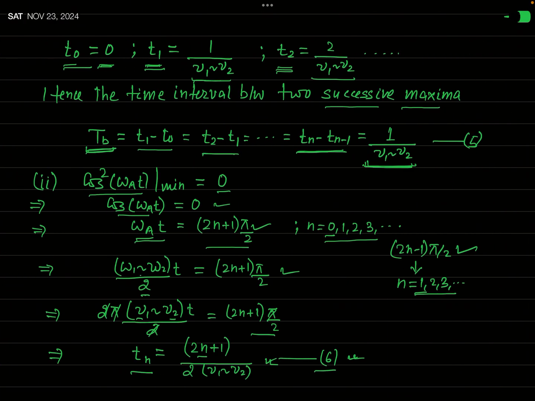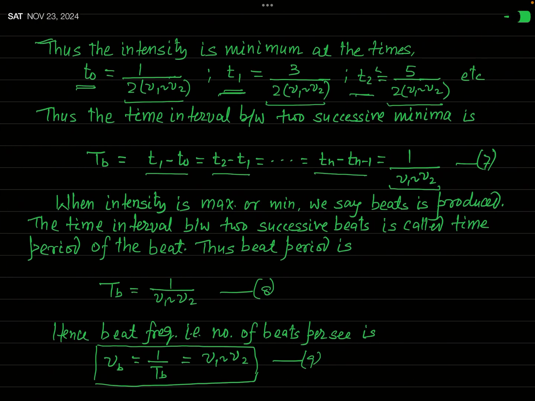And you have also seen that the time interval between two successive maxima is also 1 over (nu1 minus nu2). So this is called the beat period, and this is denoted by the symbol TB. So what have we obtained here? You can see that the time interval between two successive maxima, or between two successive minima, at the same position is constant, and that is equal to 1 over (nu1 minus nu2). And as I have told you, this time is called the period of the beat or beat period. Okay.